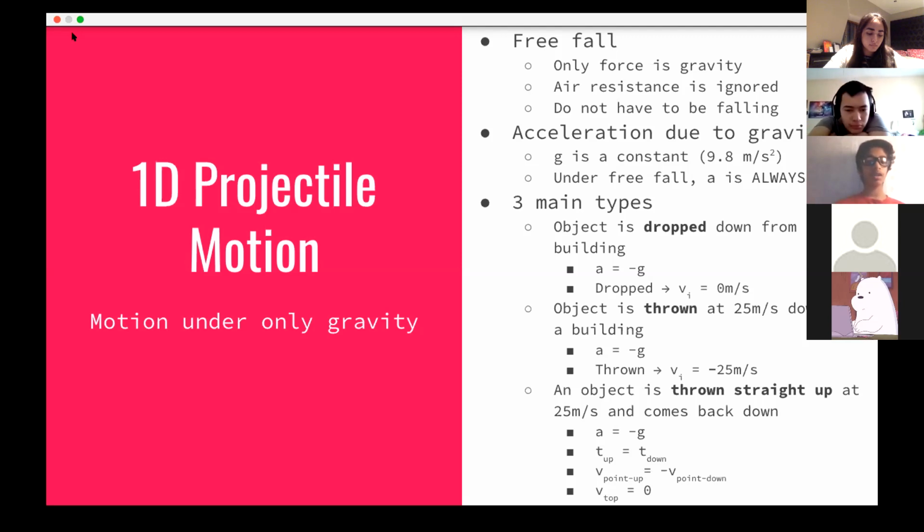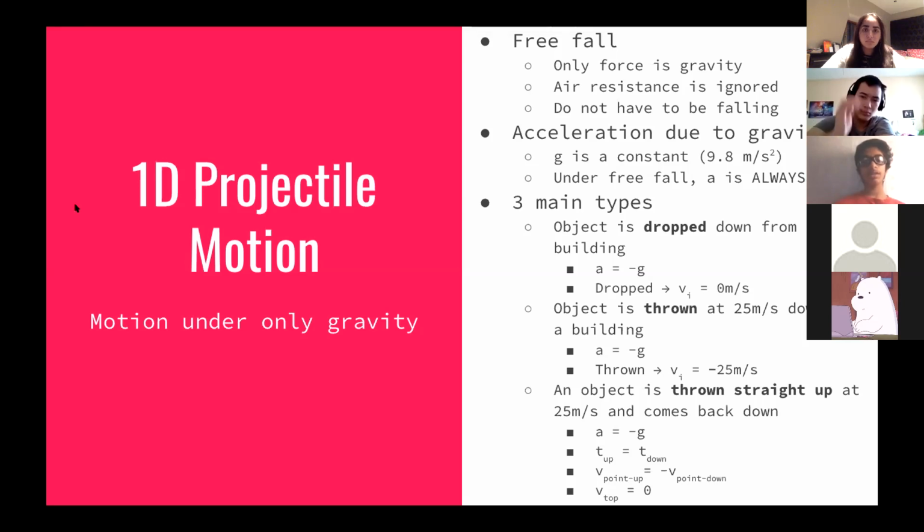And there are also a few other fun facts that you can always derive, but sometimes it's useful to know. The time it takes for a ball to come up will be the same as the time it takes to come down. And the velocity at any point on the way up will be the same as the velocity on the way down. So for example, if I throw a ball up at 25 meters per second squared, it'll come back into my hand at 25 meters per second squared. And finally, at the top of its arc, the ball will be momentarily still, so we say its velocity is 0.